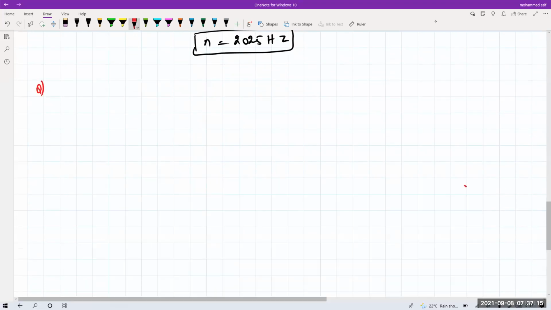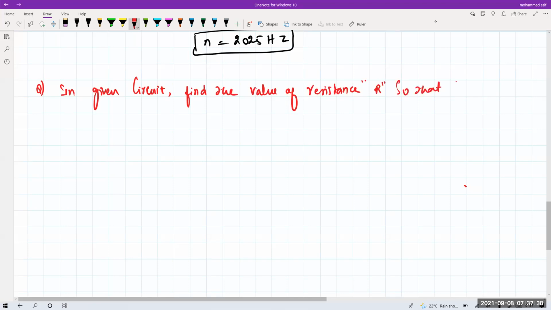Any question, try it, sir. In the given circuit, find the value of resistance capital R so that the bulb operates at the rated power of 500 watt.